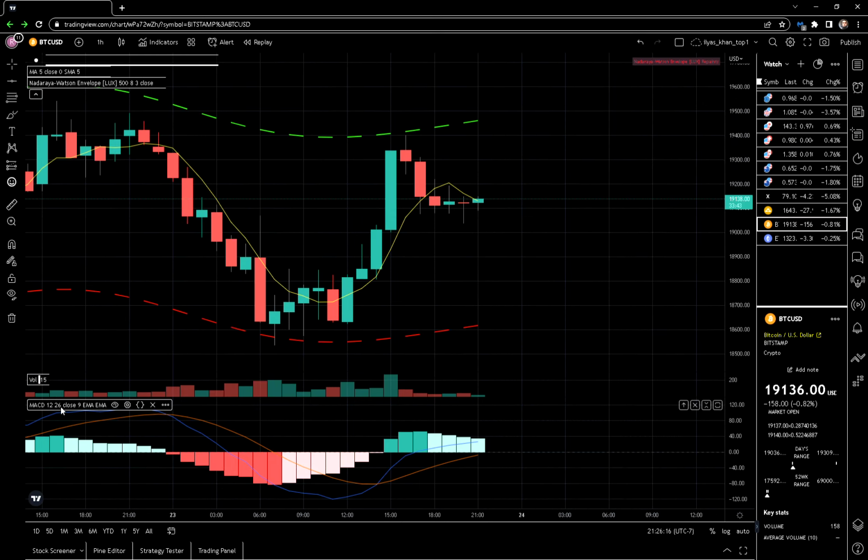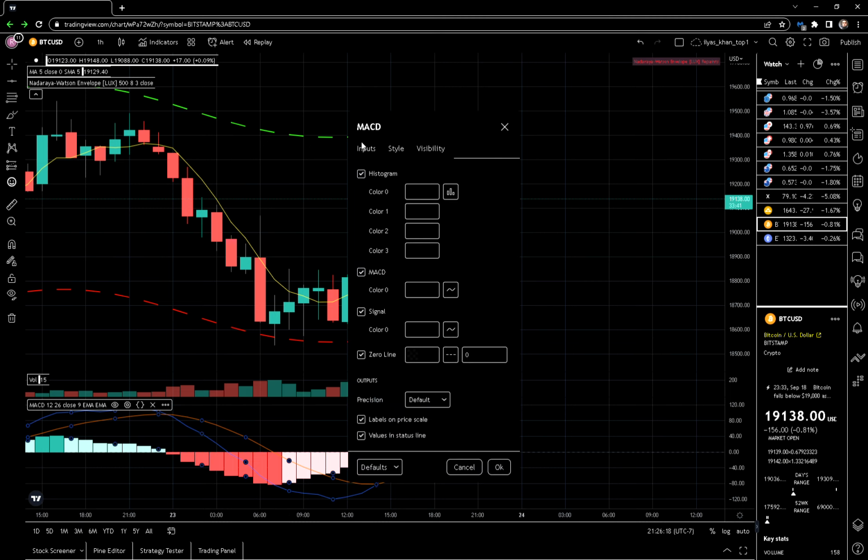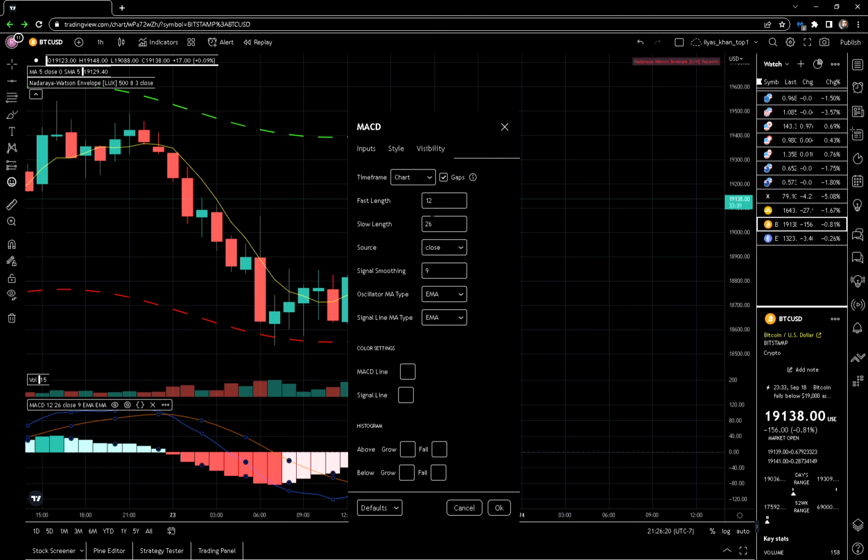You guys can also try to get a faster MACD by playing around with these numbers. You can test different numbers to get a faster MACD.